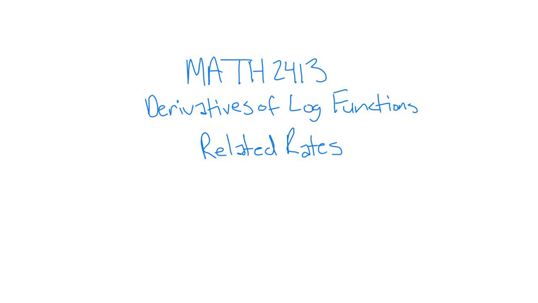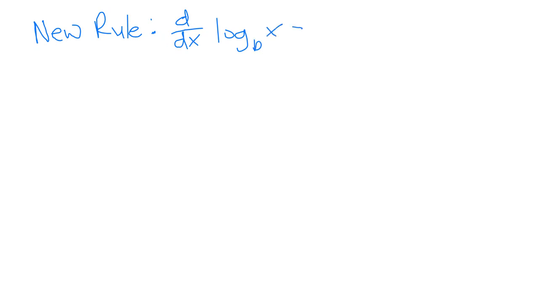First thing I want to get started off with is our logarithmic functions. We are going to introduce a couple new rules. This rule states that if we take the derivative of a log function with any base b of just plain x, then that is going to give us the result of 1 over x times the natural log of b.